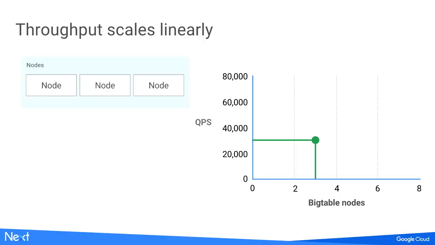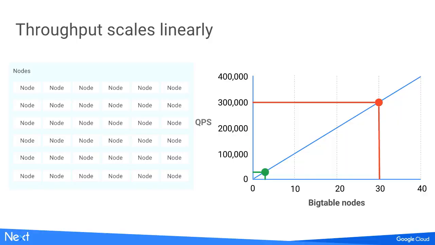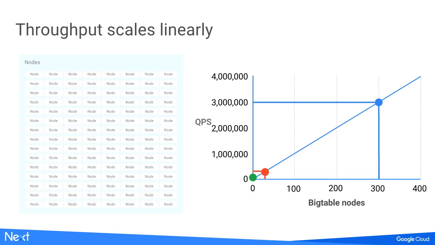It's important to understand that the example I just talked about, adding nodes, is a completely linear upward scale operation. Every node can roughly take 10,000 QPS, so that's what it's quoted at. And so it's very linear. If you have 3 nodes, which is a minimum cluster size, you're going to get 30,000 QPS. But that just keeps on going. So if you had 30, that's 300,000, and 300, that's 3 million. Hopefully I get the math right because it's on YouTube.